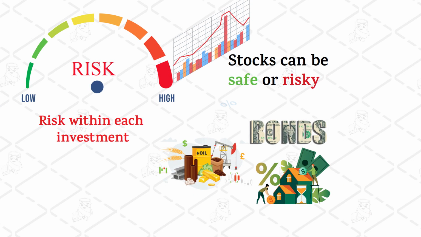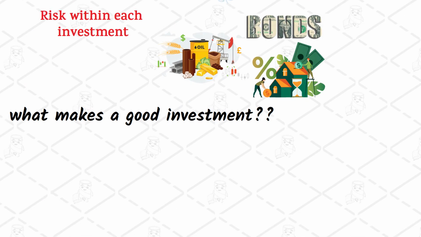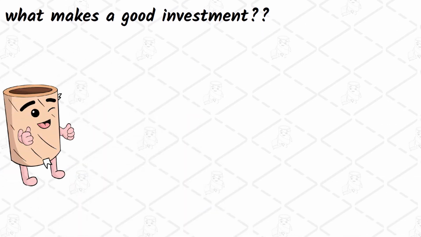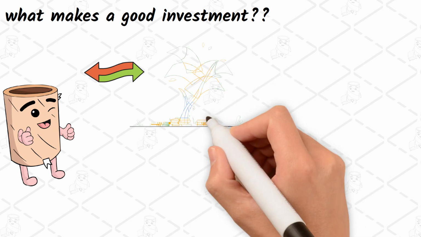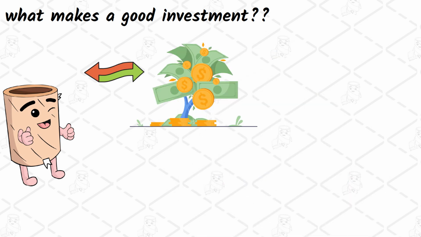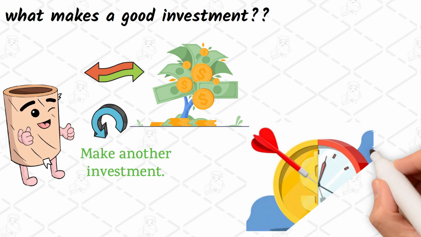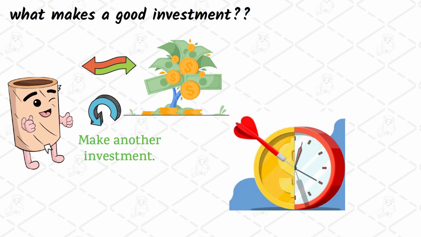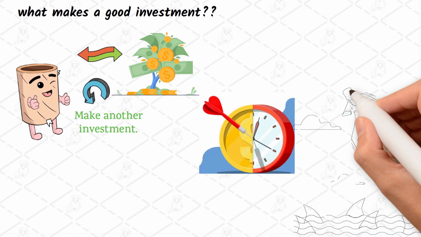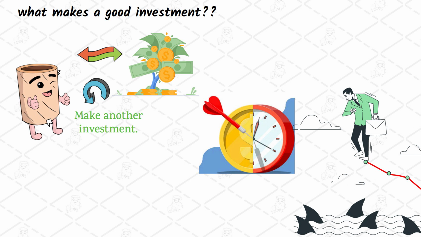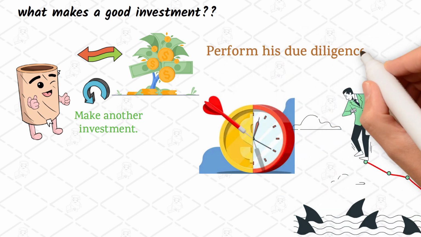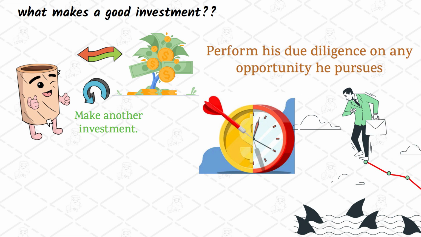So then, what makes a good investment? Well, for Flush, a good investment is something that can make him some money now so he can turn around and use that profit to make another investment. For that reason, he's going to be attracted to options that have the potential for higher short-term returns. That opens him up to more risk, of course, so the burden is on him to perform his due diligence on any opportunity he pursues.